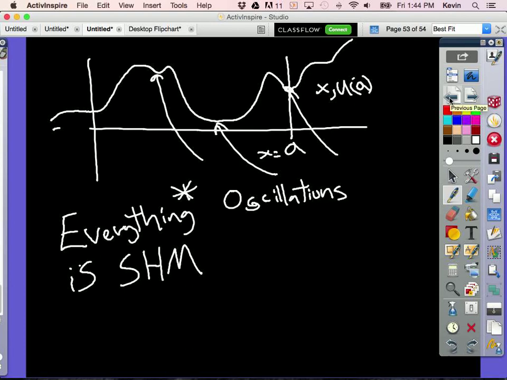Let's say this is A. Okay, and I want to look at oscillations around A. So what's U of X? U of X, and we'll say near X equals A.